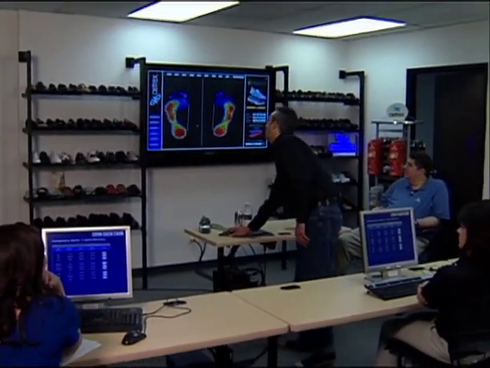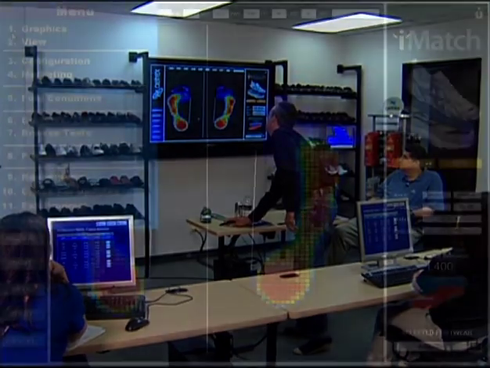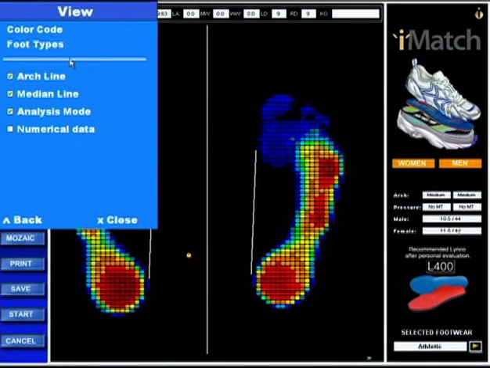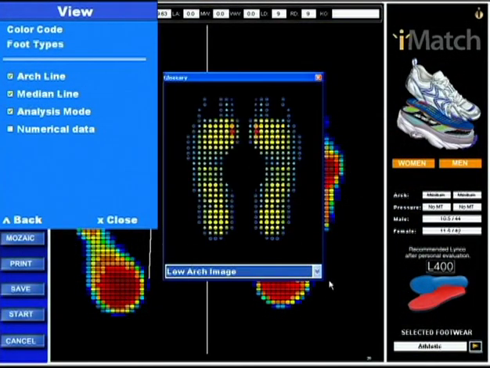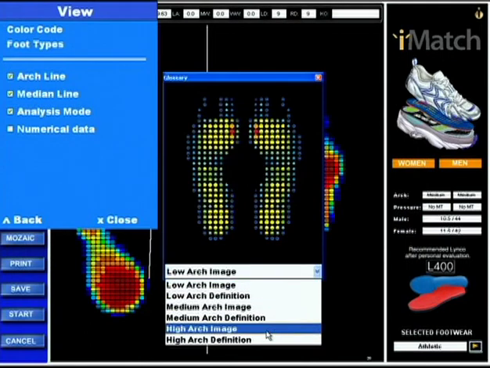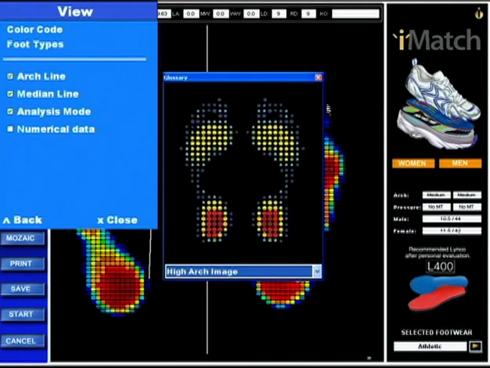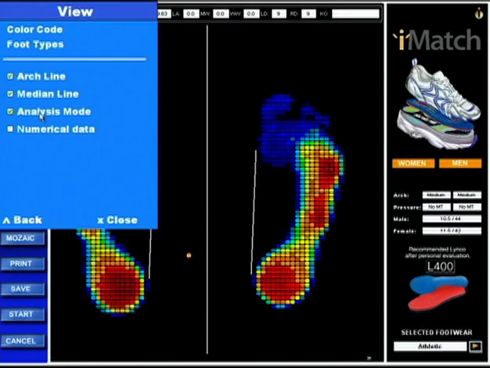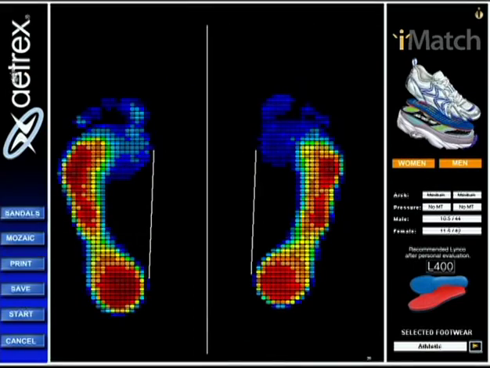Okay. So we happen to have a class where we have some great examples of moderately raised arch feet. We have very low arches. Normally there's somebody with a pes cavus foot, but out of the 10 or 12 people we have, we don't have any examples, but that's okay. Remember where you can go to see a high arch foot? You go to menu, view, and foot types. And from here, you can pull up a high arch image. Okay, I'll turn off the analysis mode, close it out.